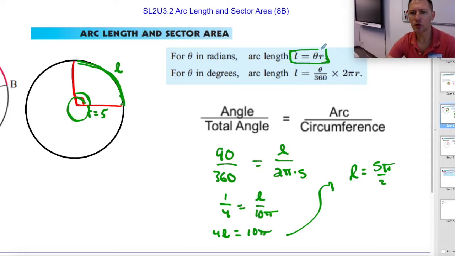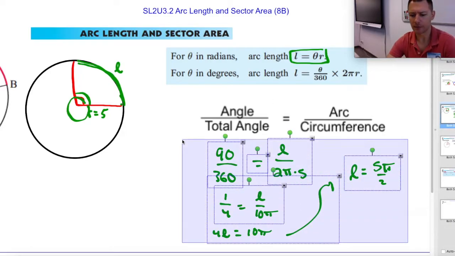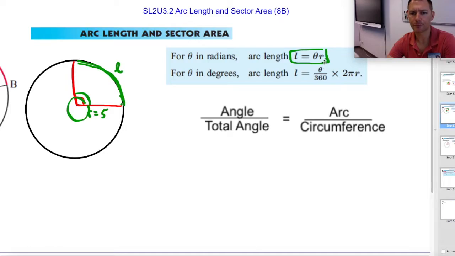Let me show you where this comes from, just briefly. Let's do this in radians. If we have theta, right? This equation comes from the same thing.